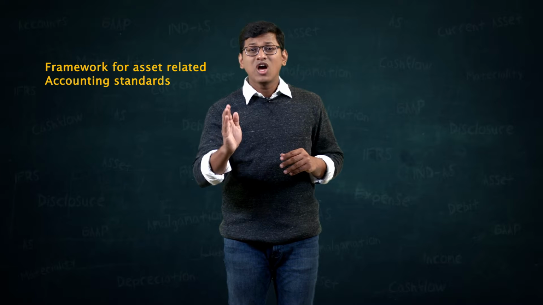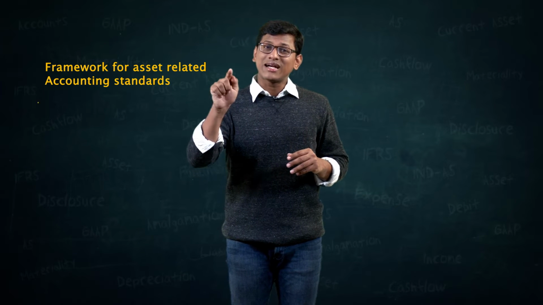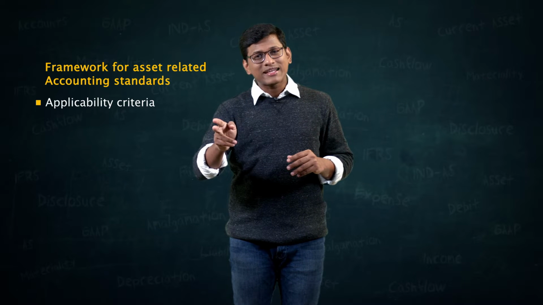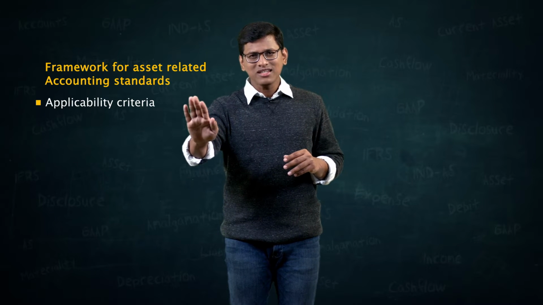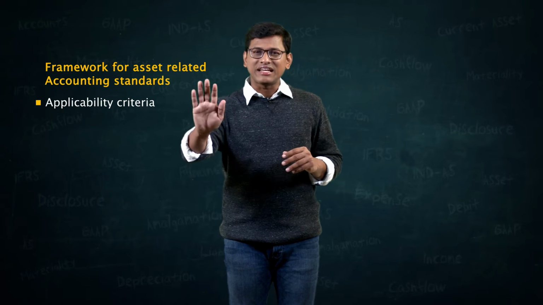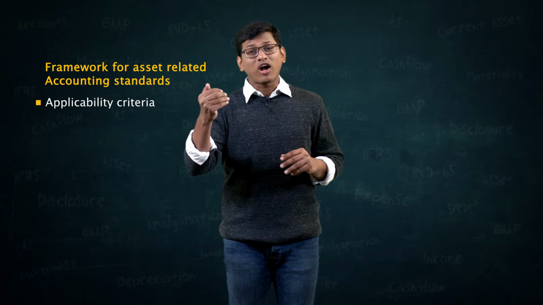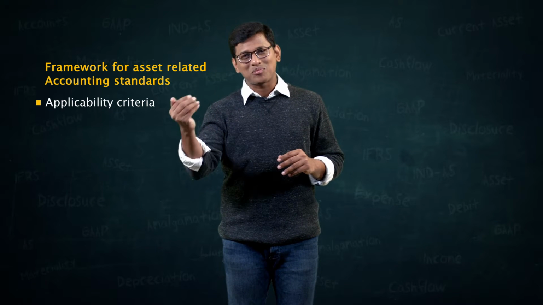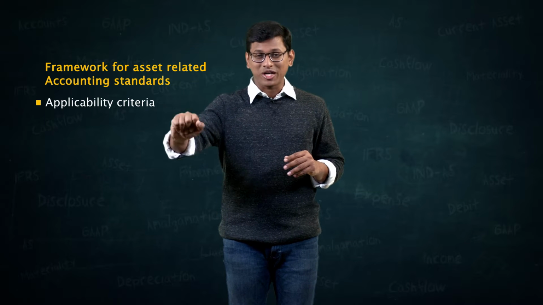First thing, to what categories will this accounting standard apply? To what categories this accounting standard will not apply? That is the first point what the standard will try clarifying. So applicability criteria we call it. Applicability criteria means to what categories this accounting standard applies, to what categories this doesn't apply. That is the first point.